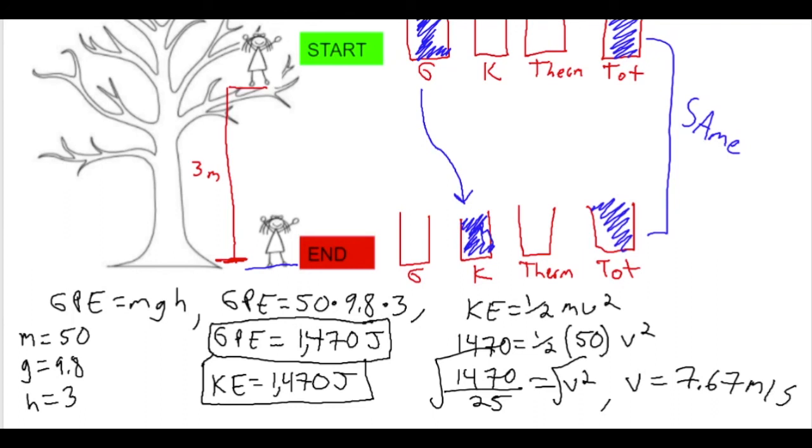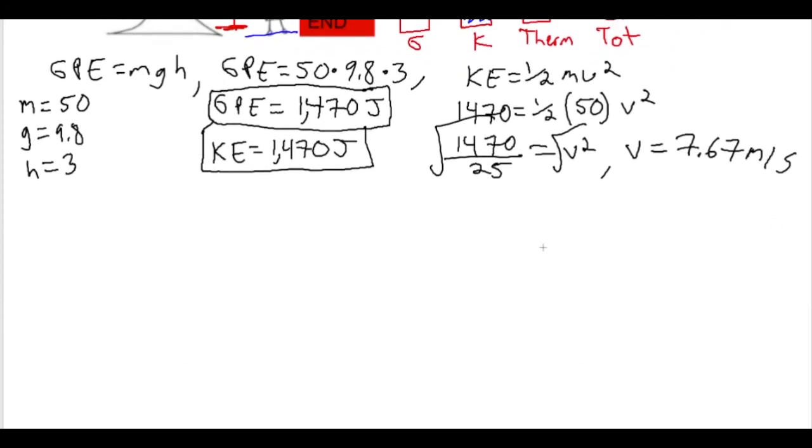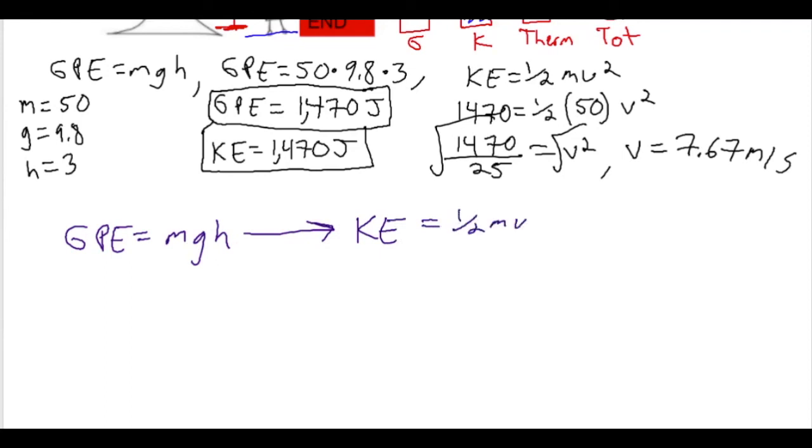All right, now that we've looked at this problem, I just want to look at a general case really quick. Let's say that instead of having a mass of 50 kilograms, the child had a mass of 100 kilograms. How would that change the velocity that they hit the ground? Well, some of you might know the answer to this, but if we look at it really fast, we're going to notice that GPE is equal to mass times gravity times height. And we said that all of this GPE transfers into KE, and KE is equal to 1/2 mv squared.